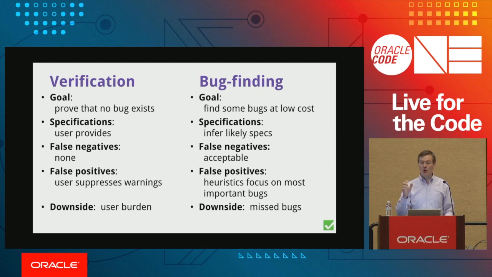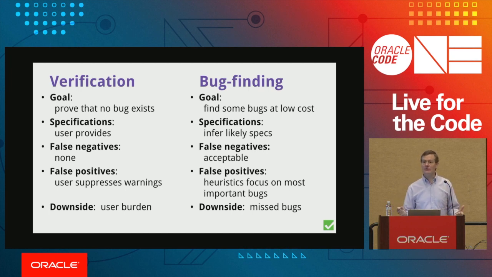False positives are when your code is actually correct, but the system says, whoa, I can't figure out that that's correct. And verification techniques have false positives, and the user has to suppress the warnings. Bug finding tools have false positives, but they use a lot of heuristics to try to eliminate those and make sure that they never even bubble up. They're either far down in the list or they're never even shown to the user.